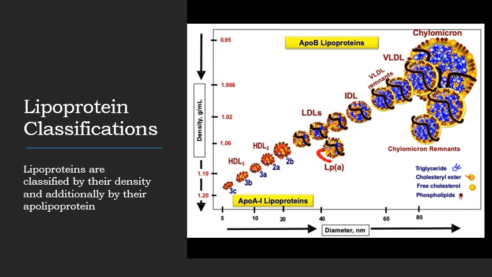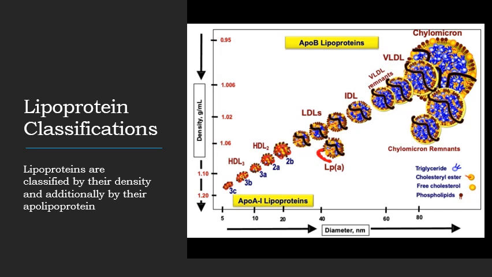The proportion of each lipid within the core of the particle varies depending on the classification of the particle. Some have more triglyceride than cholesterol ester, and some have more cholesterol ester than triglyceride. Cholesterol ester is a denser molecule than triglyceride, so lipoproteins that contain more cholesterol ester than triglyceride will be considered denser.